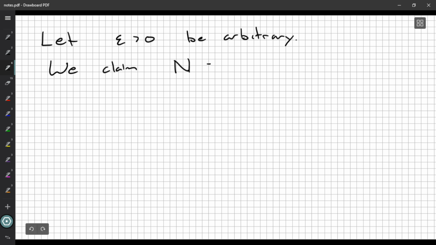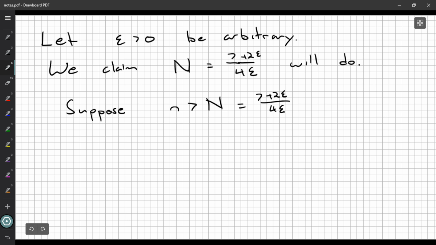Okay, we claim n equals, what do we want here? We'll write it as 7 plus 2 epsilon over 4 epsilon, because why not? Okay, we claim that this will do. And now, the only thing we're allowed to do at the start of our proof, we must suppose that n is greater than this chosen capital N. That's it. Just from this assumption, we need to work down to the absolute value is less than epsilon statement.